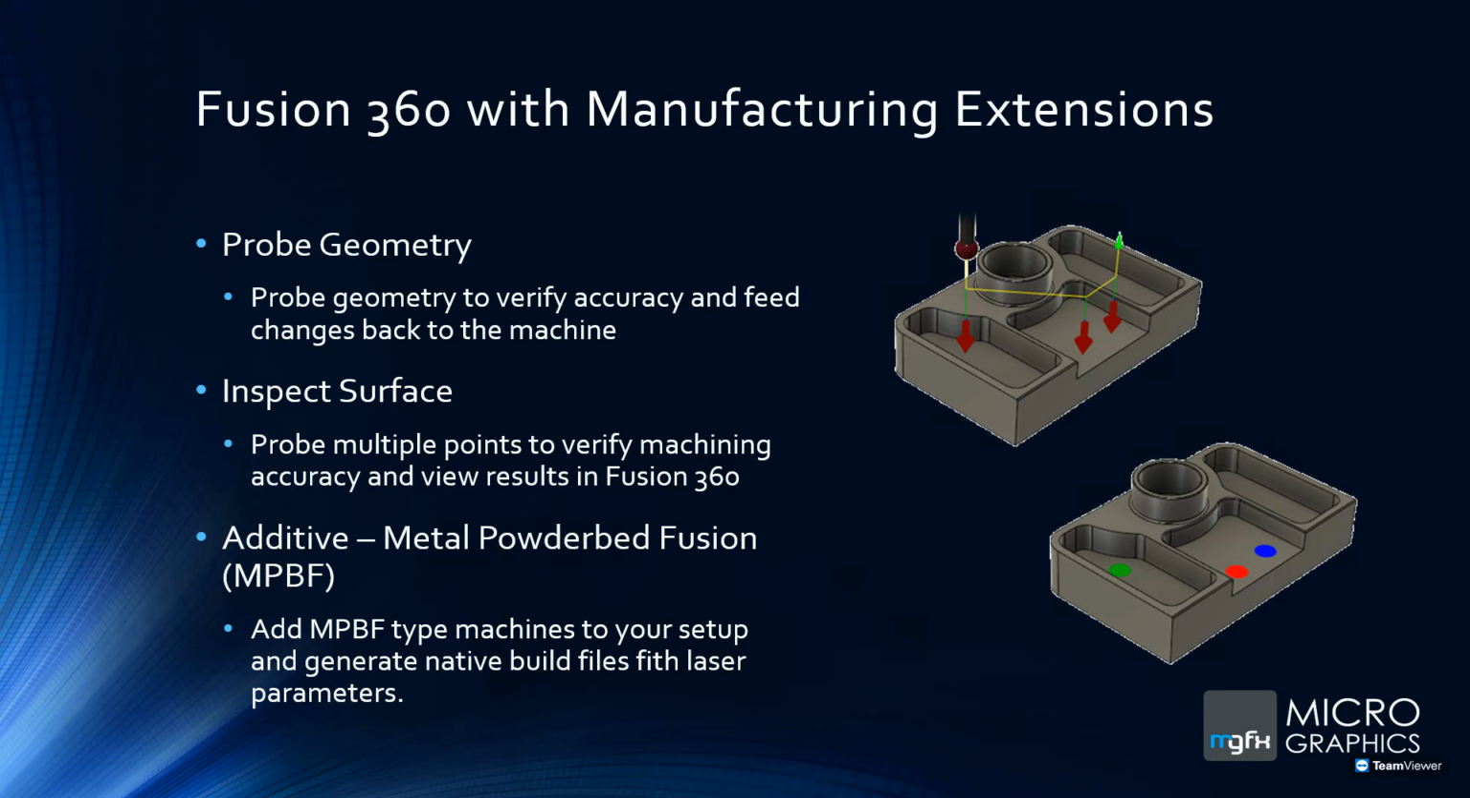The last feature that is unlocked that I'm going to cover is the addition of the additive portion of the extension, which adds the ability to use metal powder bed fusion, or MPBF, within your part setup. So this extends your 3D printing manufacturing capabilities to metal 3D printed parts. I won't go too much into that, but the extension does then allow you to do metal sintering or laser type 3D printing.